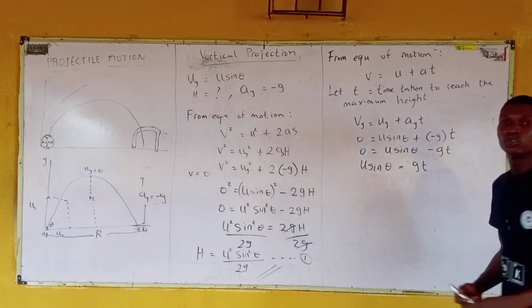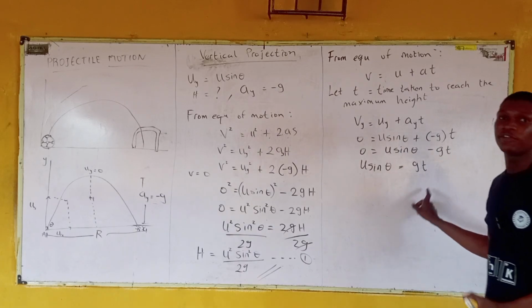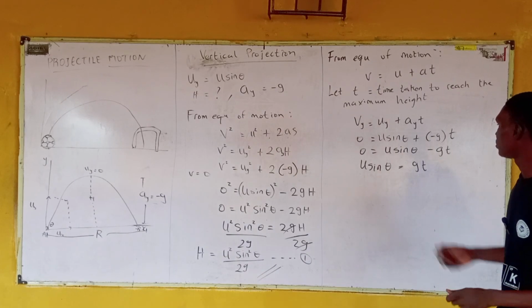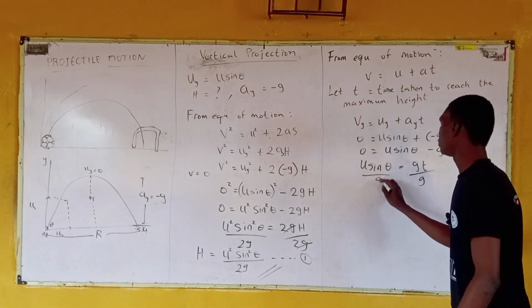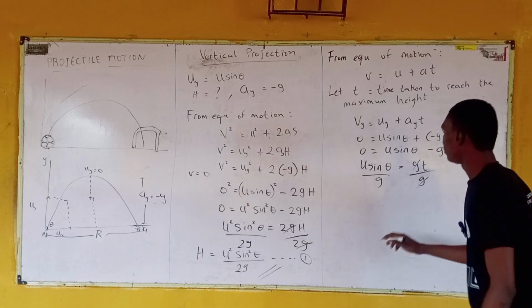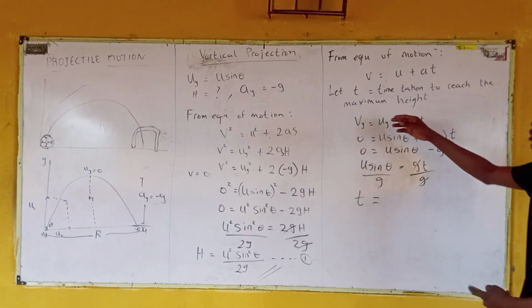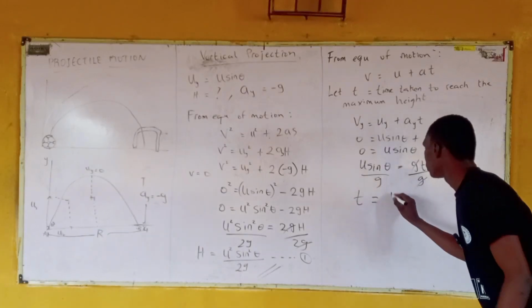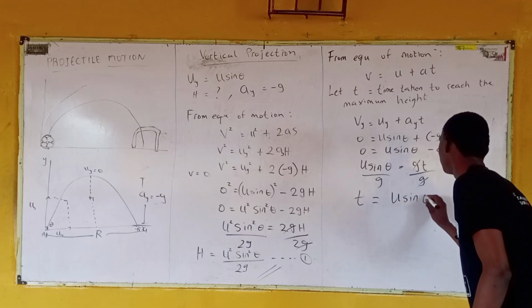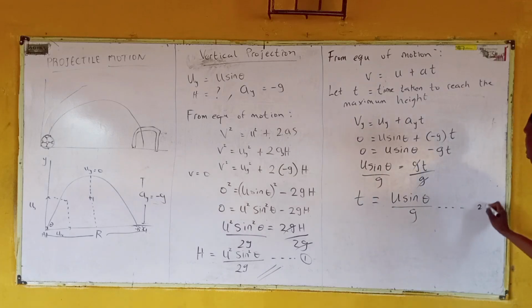Now, to get the formula for the time taken, we want to divide both sides by g. Now, we can simply say that the time taken to reach the maximum height, t, is equal to U sine theta over g, which is our equation 2.